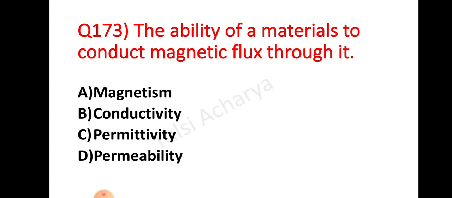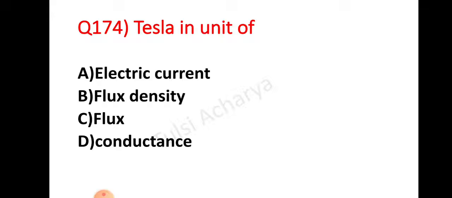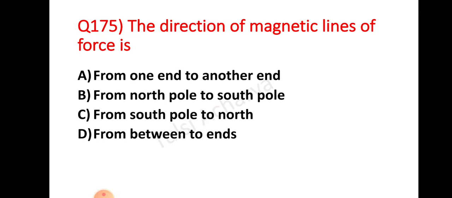Question number 173. The ability of a material to conduct magnetic flux through it is called permeability. That is option choice D, permeability. Now let's see question number 174. Tesla is the unit of, we know that Tesla is the unit of magnetic flux density, option choice B. Now let's see question number 175.